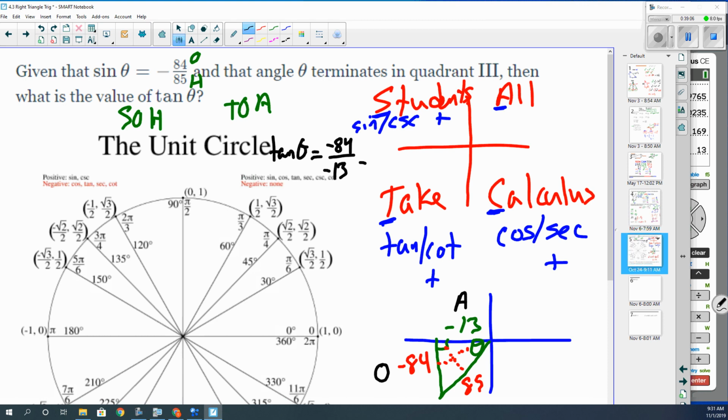Now, a negative over a negative is positive, so it's really 84 over 13. And all students take, the T on takes, the tangent was supposed to come out as positive, and notice it did come out as positive like I knew it was supposed to.